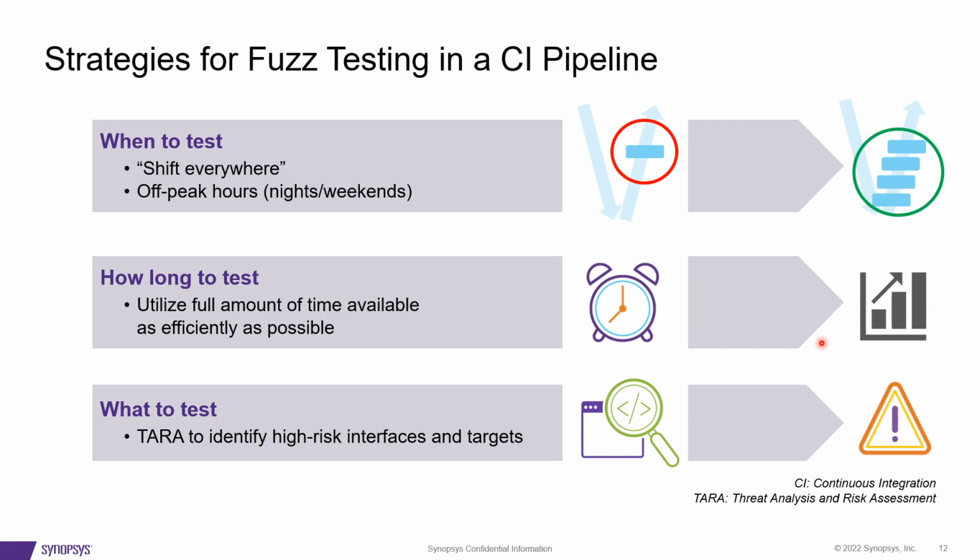The second question, on how long to test: we want to make sure we can use the full amount of time available as efficiently as possible. So if we have time to perform testing, let's use the full time available to perform that testing. When it comes to what to test, it's important that we perform a TARA, a threat analysis and risk assessment, to identify the high-risk interfaces and target applications, so we know what are the high-priority targets that we should test.